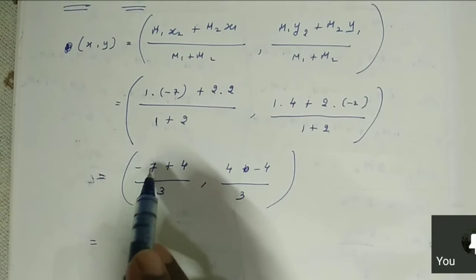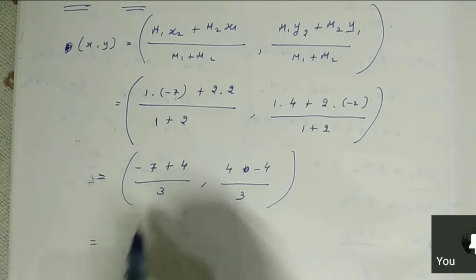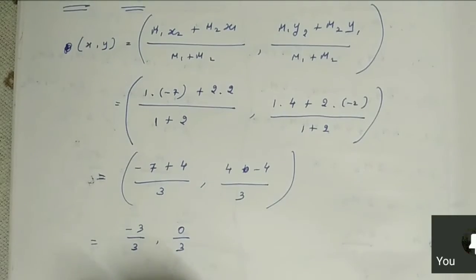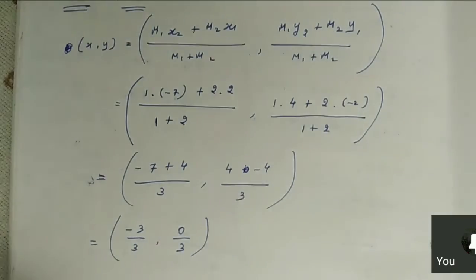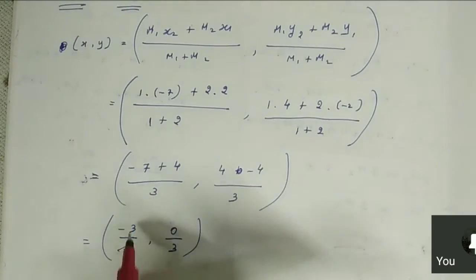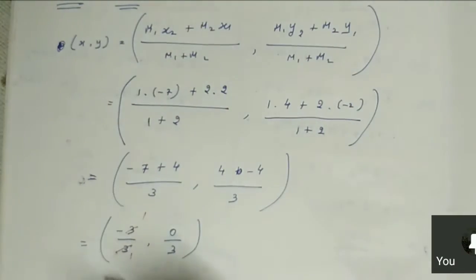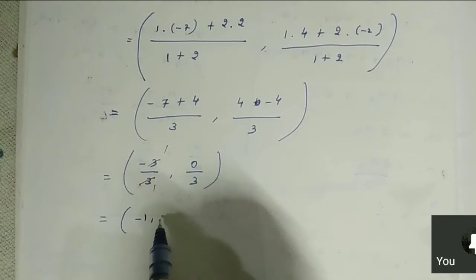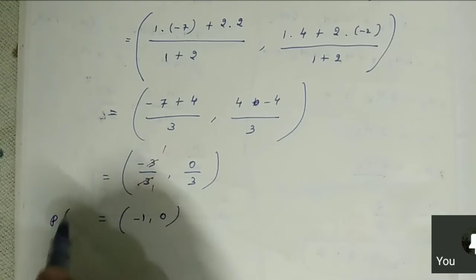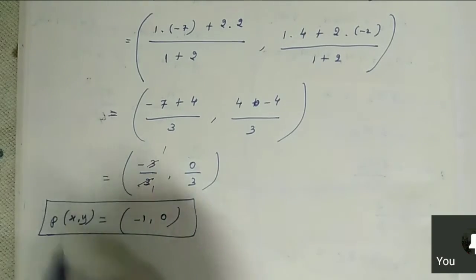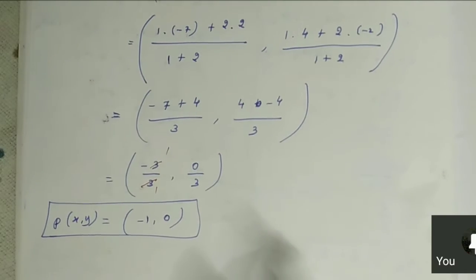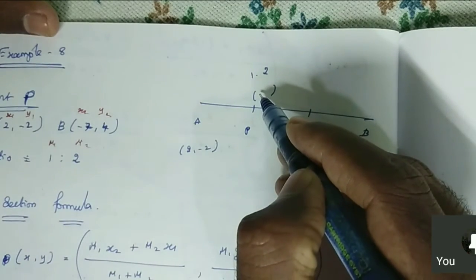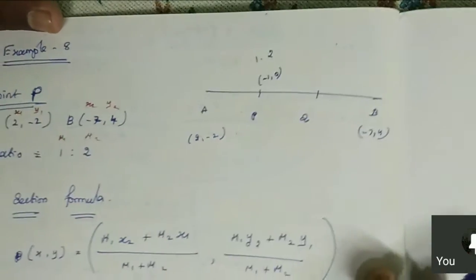Next, -7 plus 4, what is it? -7 plus 4 is -3, so -3 by 3 here, and 0 by 3. When cancelling, 1 threes are 3. What is the answer? -1 comma 0. So the point P(x, y) is (-1, 0). Now we have found that point P is (-1, 0). Clear?